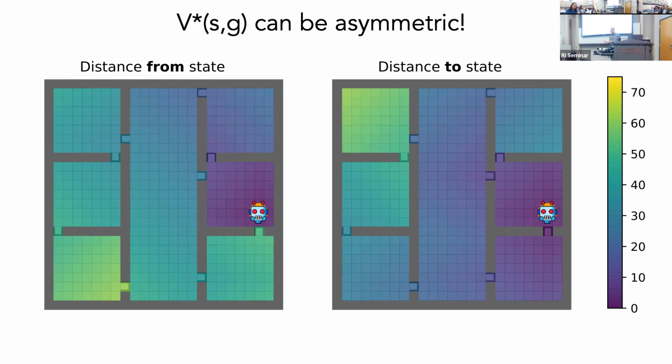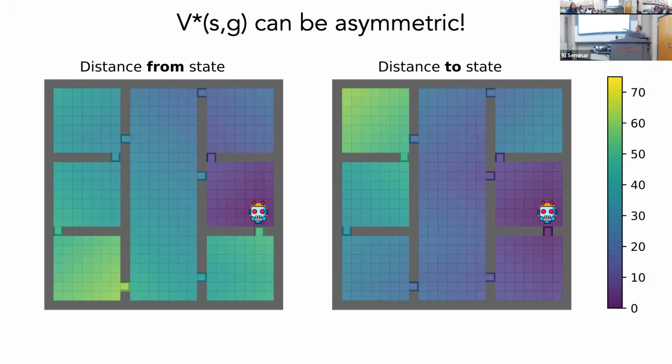Okay, and metrics, the other property, they satisfy triangle inequality. And the other property they satisfy is that they are symmetric functions. So for a metric, the distance between a state and a goal is the same as the distance between the goal and the state. V star s comma g would equal V star g comma s for a metric. And it turns out that for most reinforcement learning problems, they're not symmetric in that sense.